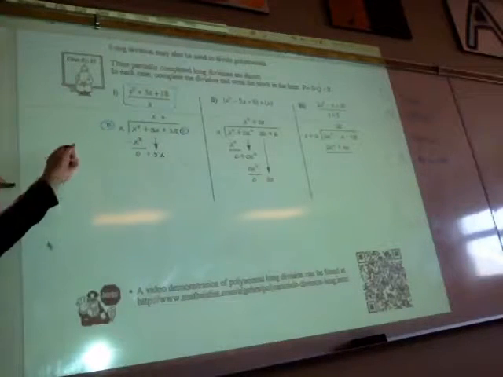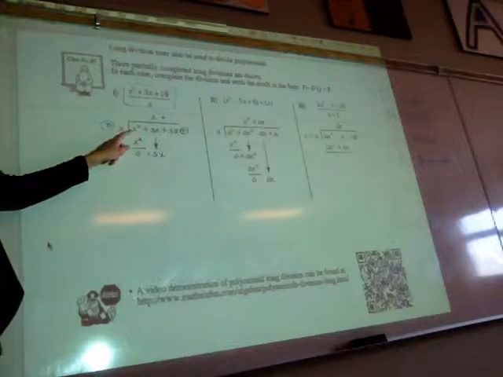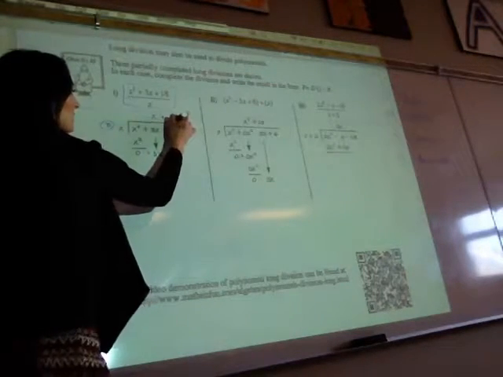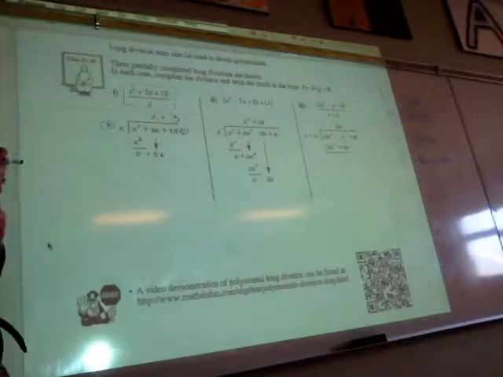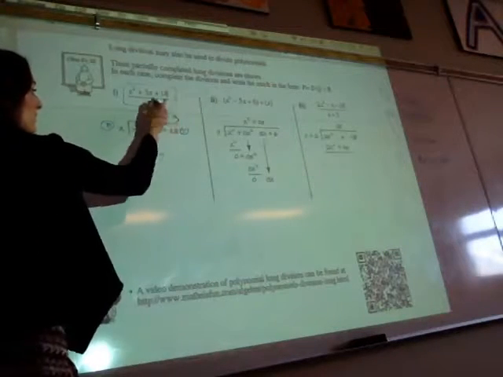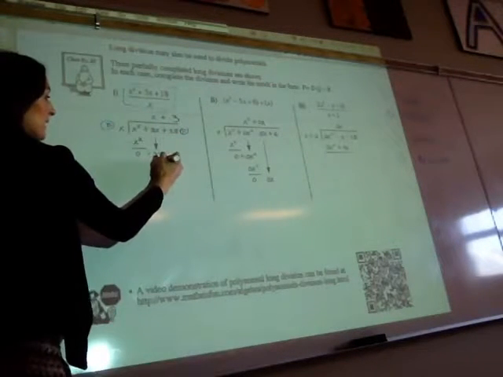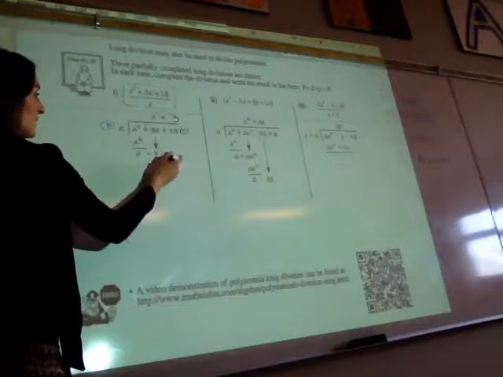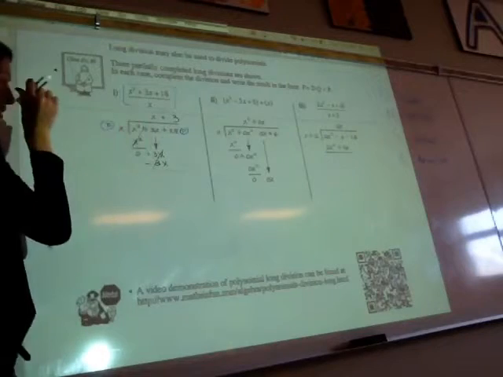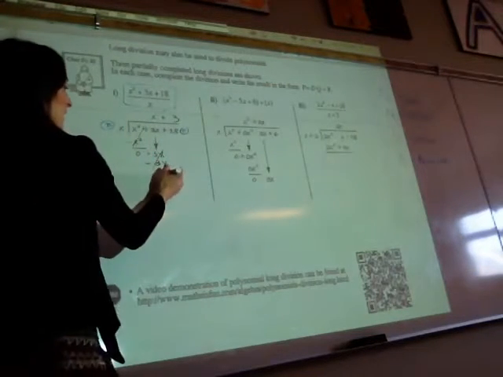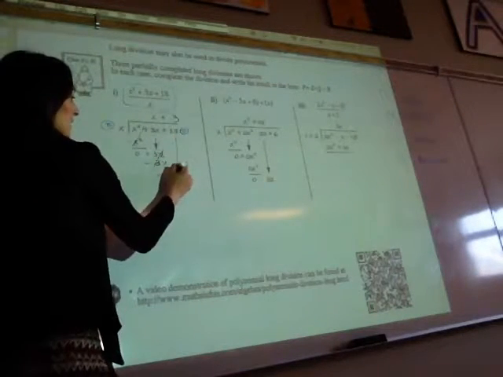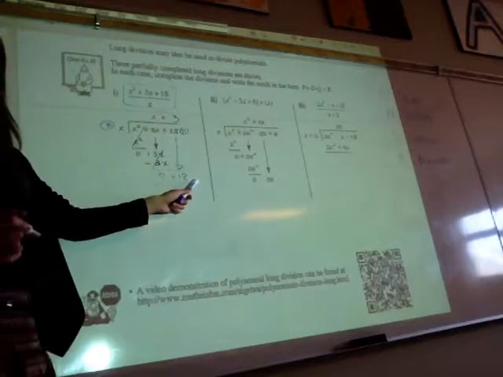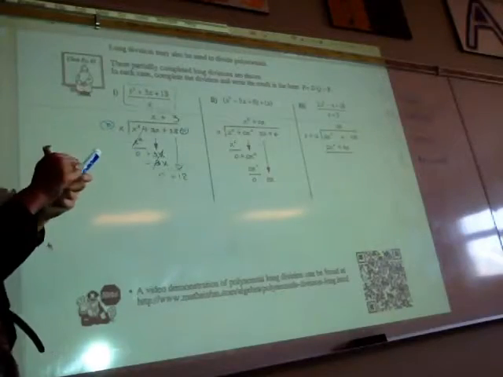So dad divides. 3x divided by x, or x times what gives us 3x? 3. Good, so we put the 3 up top, don't forget the plus 3. And then mom multiplies, so we multiply 3 times x. And we get 3x. What does sister do? Subtract. So notice that this first term always cancels out, and then we bring down. Okay, is there anything we can multiply x by to get 18? No, so we stop. This is our remainder.